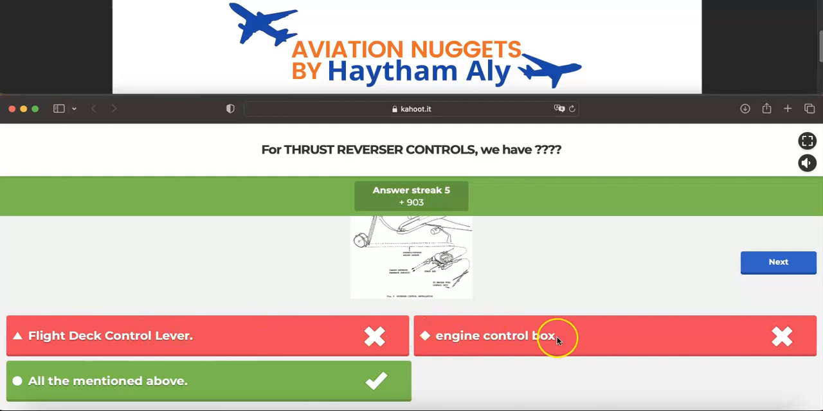Also, the engine control box. There must be a connection between the flight deck control lever and the engine control box if the engine is mechanically controlled. Or if the engine is FADEC controlled, there will be an electric signal from the throttle lever and the thrust reverser latching levers to the electronic control unit of the engine. So yes, for thrust reverser controls, we have the flight deck control lever and an engine control box.